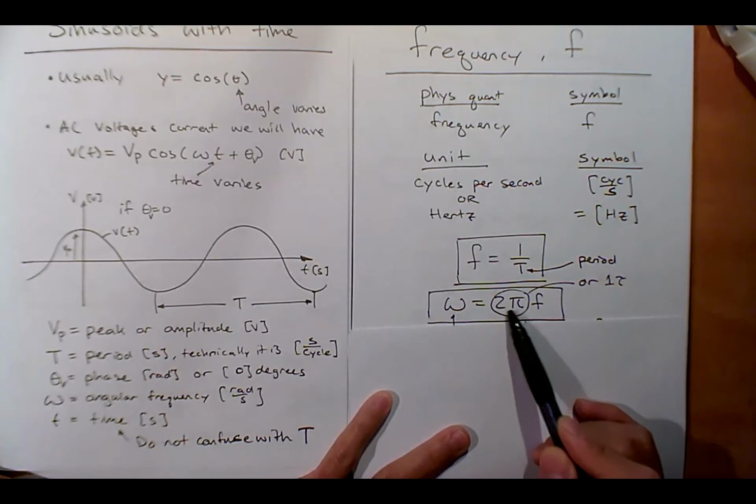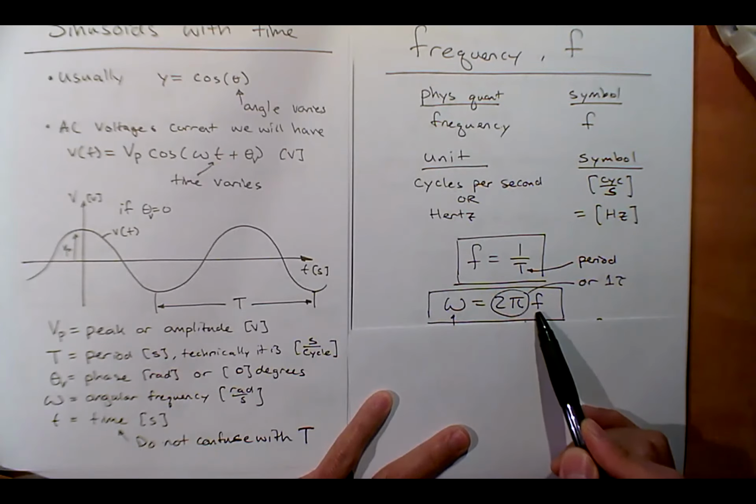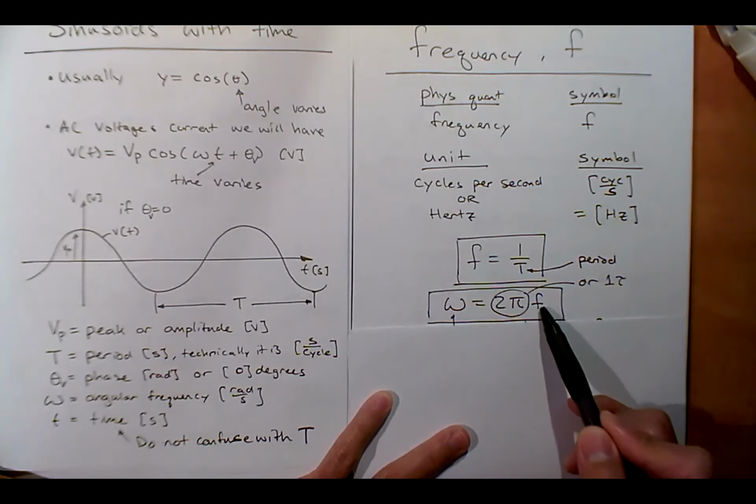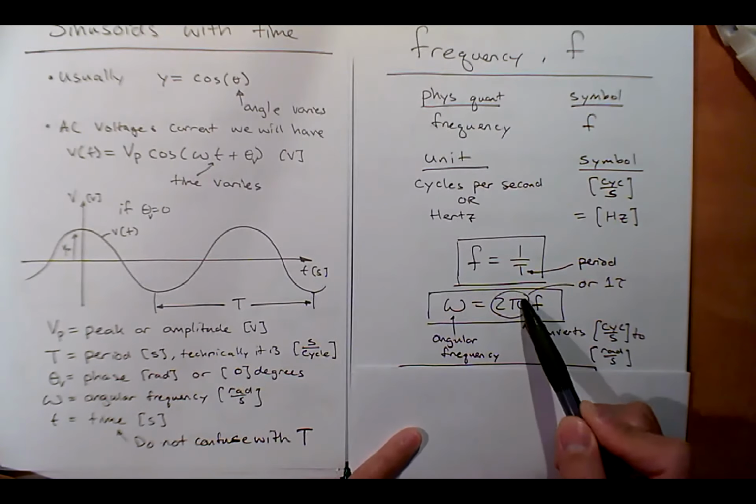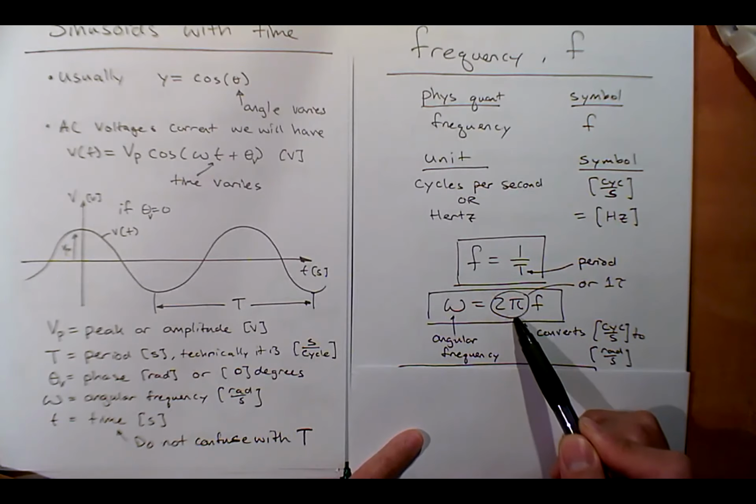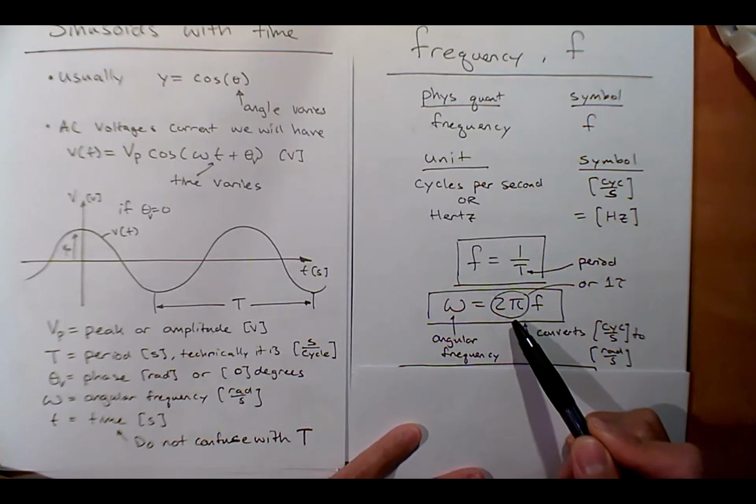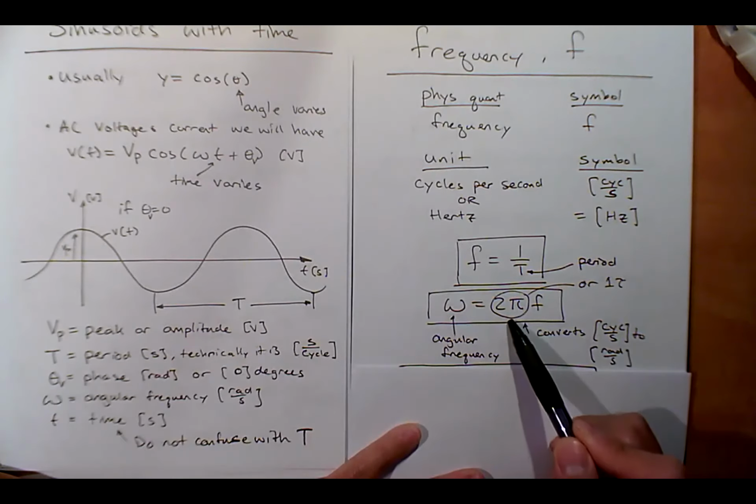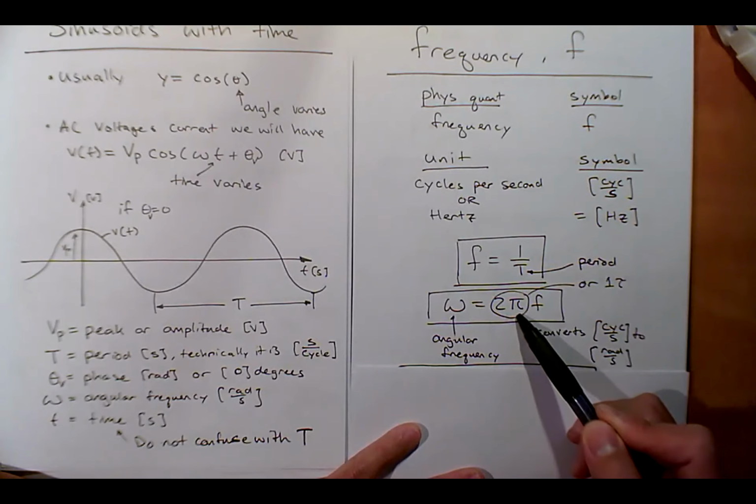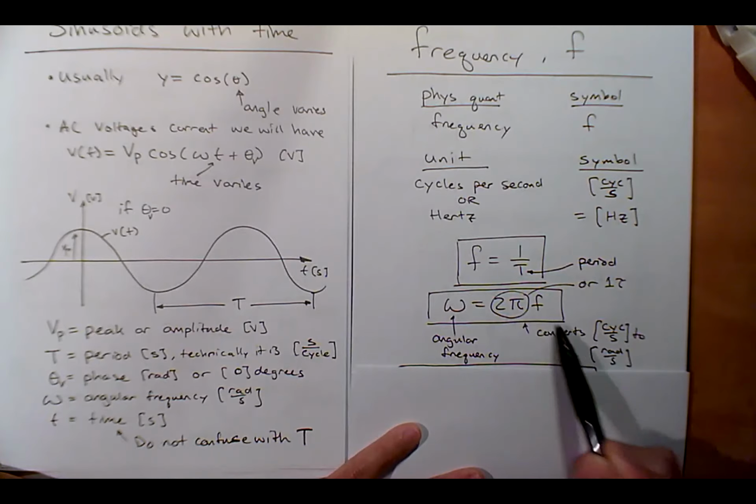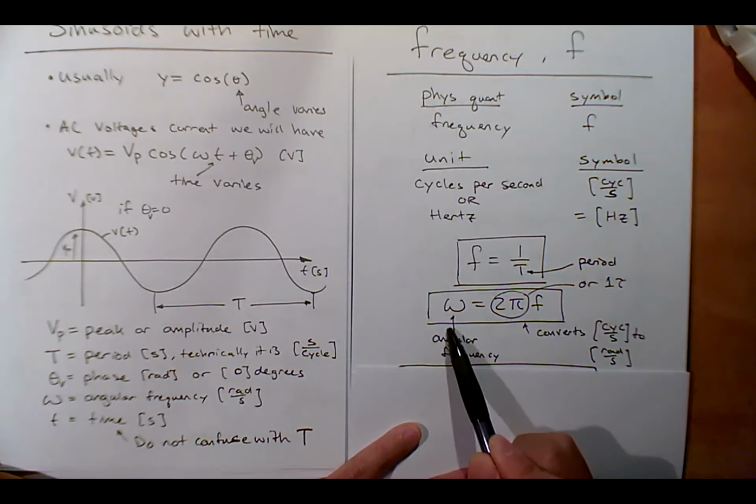Omega is 2 pi F, okay? This is how I convert cycles per second to radians per second, right? Now, I put the 2 pi. What is 2 pi? You look at that and you're like, oh, what is 2 pi again? I mean, we just talked about it. Remember, it's 6.28 because there's 6.28 radians in one cycle, right? Because I'm trying to convert cycles per second to radians per second.